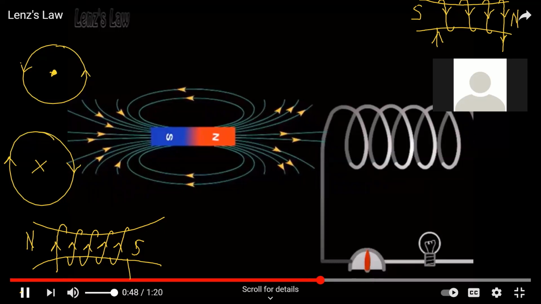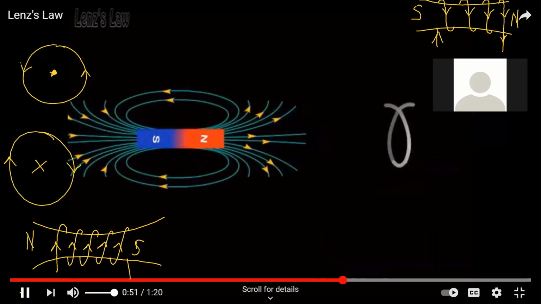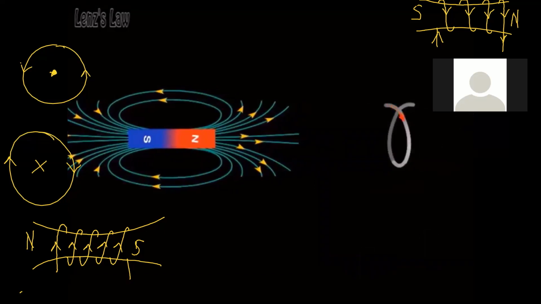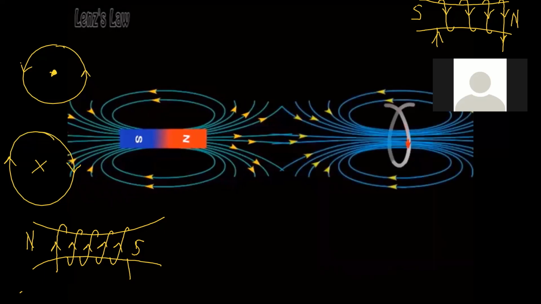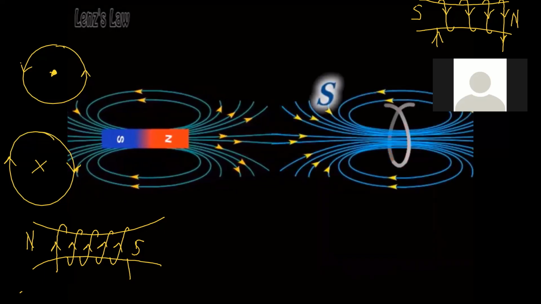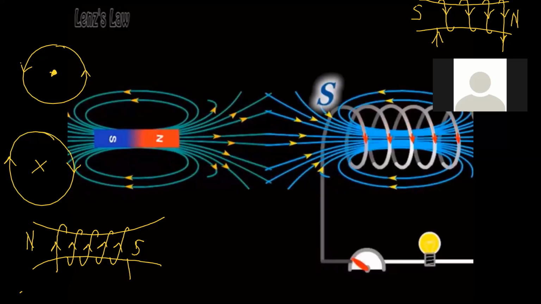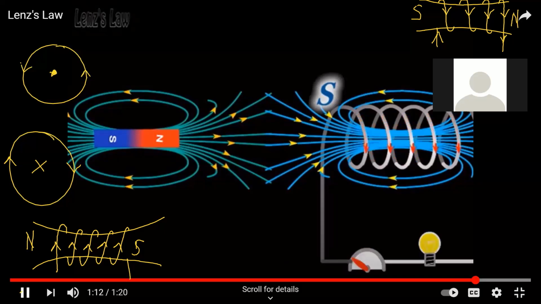Now, when the magnet is pulled away from the solenoid, there is a changing magnetic field in the loops of the solenoid. This induces current in the loop. However, this time the loop has a south pole generated, which attracts the magnet and opposes the motion of the magnet away from the solenoid. The induced current is there.